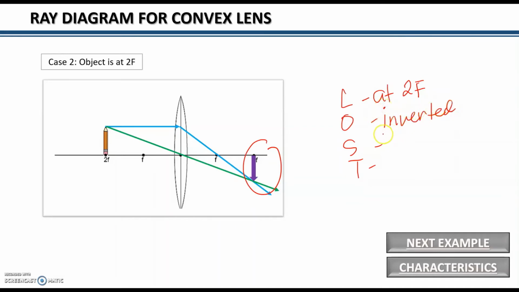Inverted because the image is formed below the principal axis. Compared to the size of the object, is the image the same size, smaller, or bigger? So it's the same size. And then the type of image is a real image. So these are the LOST for the image formed by the convex lens where the object is placed at 2F.